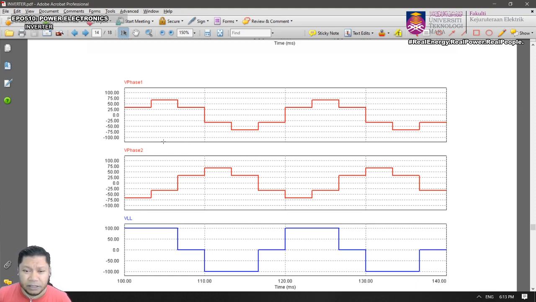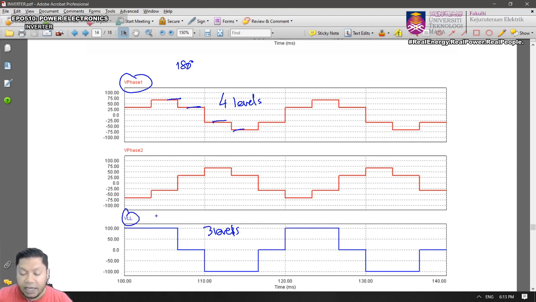in sequence until you get the whole cycle there, and look at the line to line voltage and phase voltage. You can observe that for 180 degree conduction mode, you're going to see that there will be 4 levels for phase voltage, but 3 levels for line to line voltage.